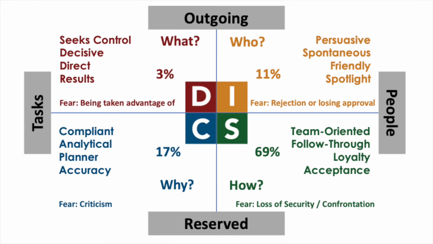Now, if you move to the bottom of the horizontal line, you're going to have the same issue where the C style is going to be task-oriented, but they're going to want to process it internally. That's why they don't want to have large, loud conversations with a lot of people. They primarily want it in writing. They'd rather stay in their cubicle. They'd rather do their work alone. They're going to do a good job with it. They're going to stay diligent. Now, their motor function is a little bit slower.